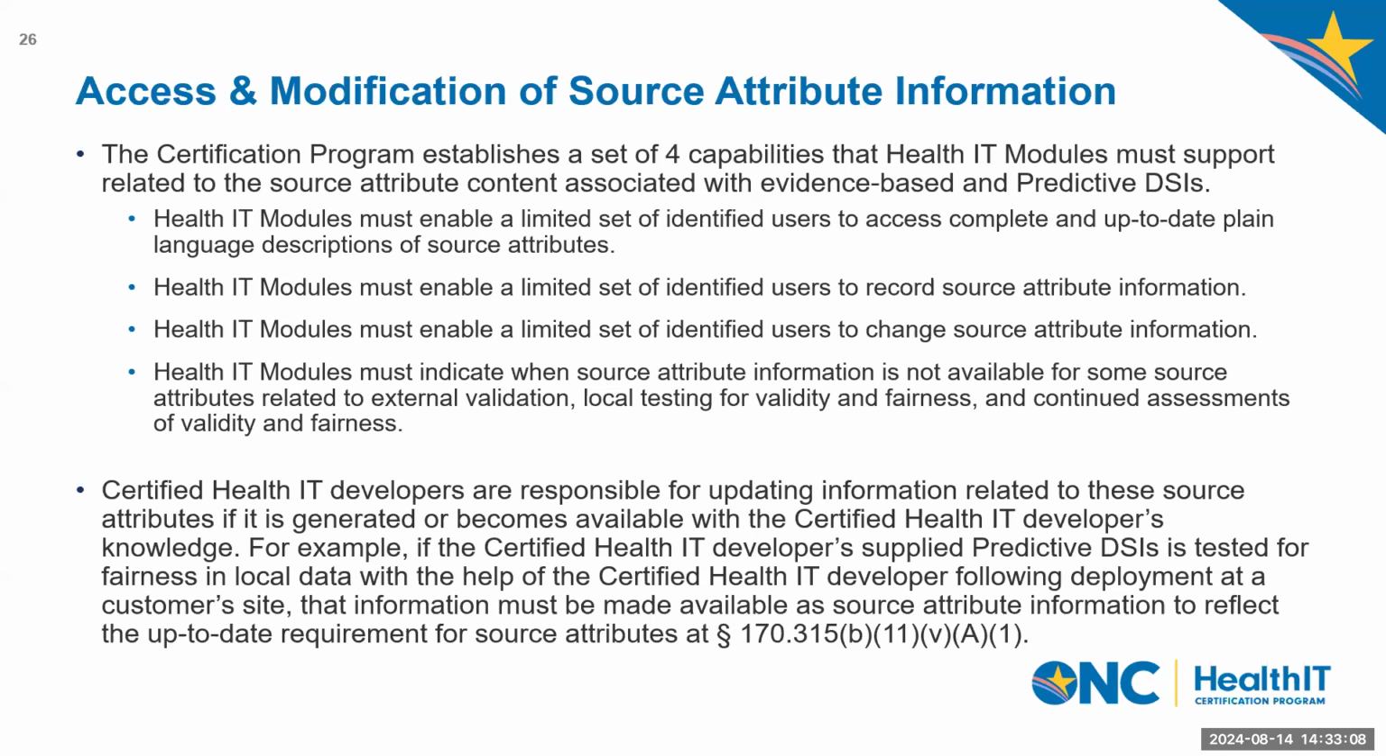And the Health IT module must indicate when source attribute information is not available for some source attributes related to external validation, local testing for validity and fairness, and continued assessments of validity and fairness. Developers are responsible for updating information related to these source attributes if it is generated or becomes available with that developer's knowledge.